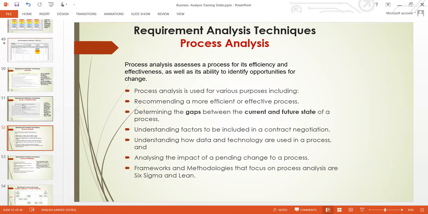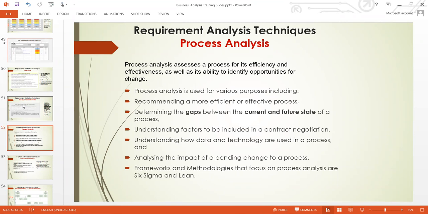Process analysis is used for various purposes, including recommending a more efficient or effective process, determining the gap between the current and the future state of a process, understanding factors to be included in a central negotiation, understanding how data and technology are used in a process, and analyzing the impact of a pending change to a process.